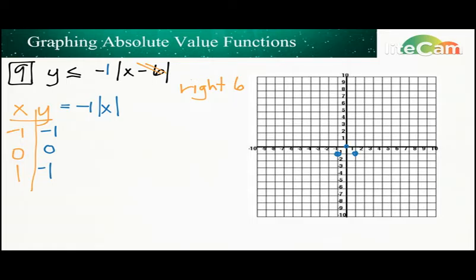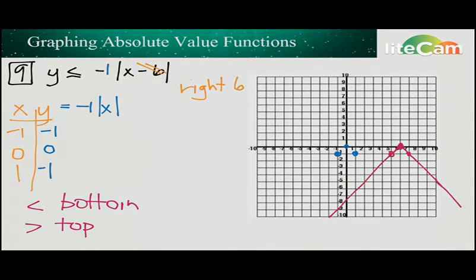Okay, it's upside down, but what I'm going to do is shift everything to the right 6, right there. Okay, and then I can go ahead and graph that one. Now, go with the same rule. If it's less than, you shade on the bottom. And if it's greater than, you shade on the top. In this case, it is less than. So we're going to shade on the bottom.